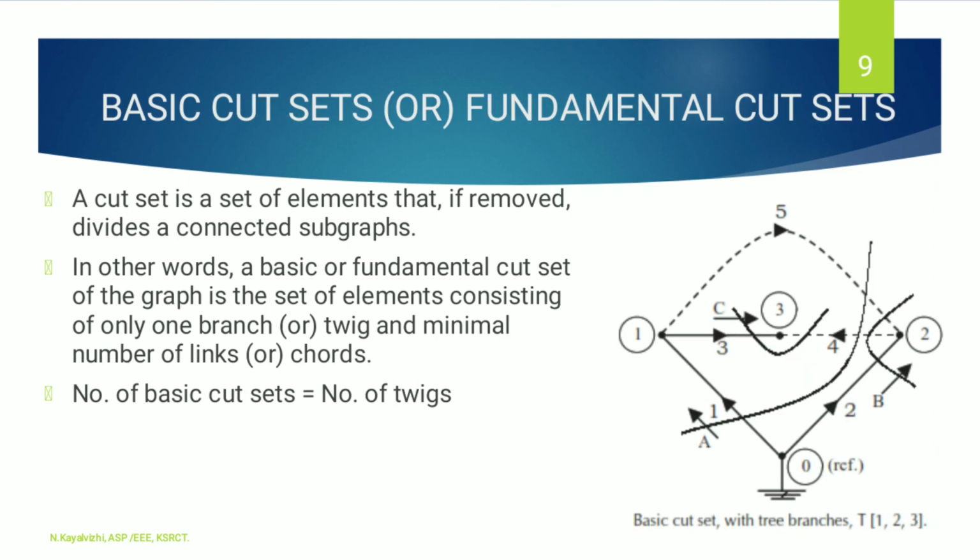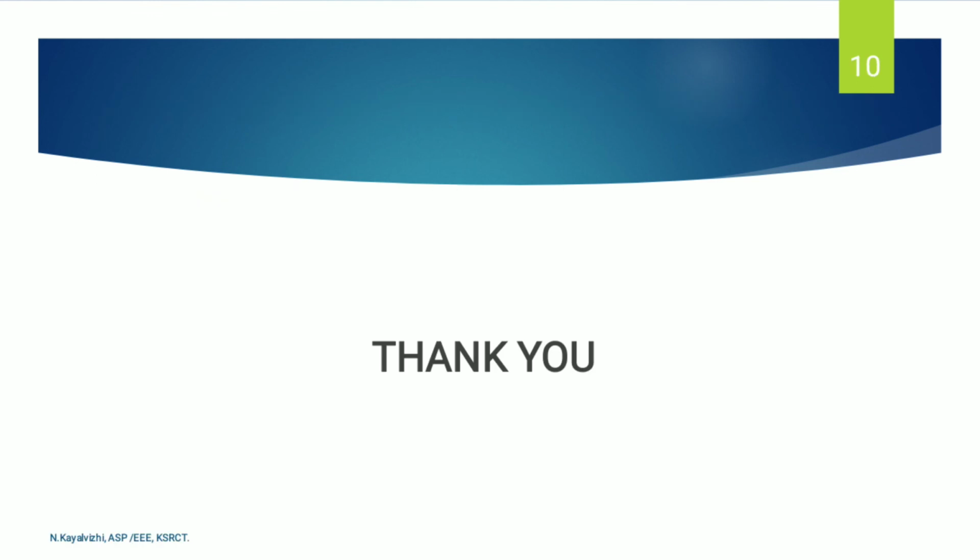And the basic cut set or fundamental cut set: a cut set is a set of elements that, when removed, divides the connected graph into subgraphs. In other words, a basic or fundamental cut set of a graph consists of only one branch, or twig, and a minimal number of links, or chords. The number of basic cut sets is equal to the number of twigs. Thank you.